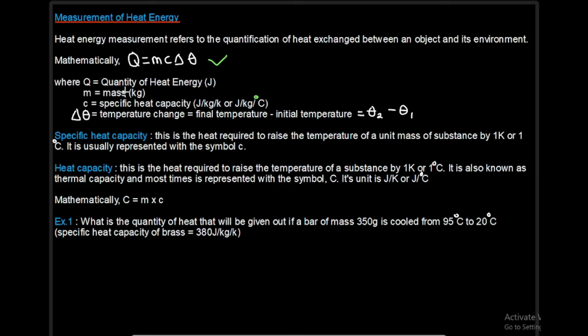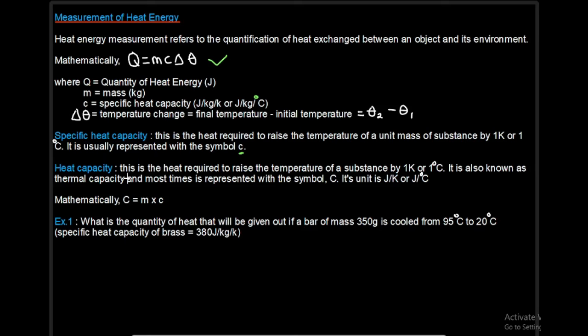Now the specific heat capacity was mentioned here. What is the specific heat capacity all about? The specific heat capacity is the heat required to raise the temperature of a unit mass of substance by 1 Kelvin or 1 degree Celsius. And it is represented with the symbol c, lowercase letter c. Do not forget, specific heat capacity has to do with a change in temperature. It is the heat required to raise the temperature of a unit mass of substance by 1 Kelvin or 1 degree Celsius.